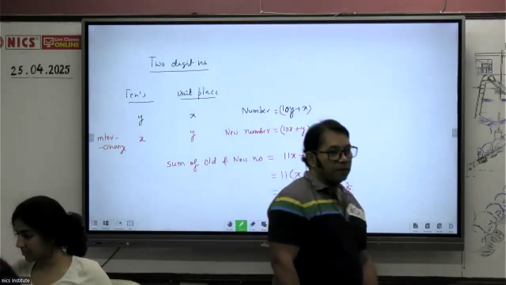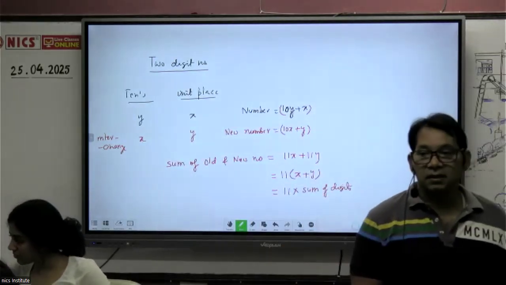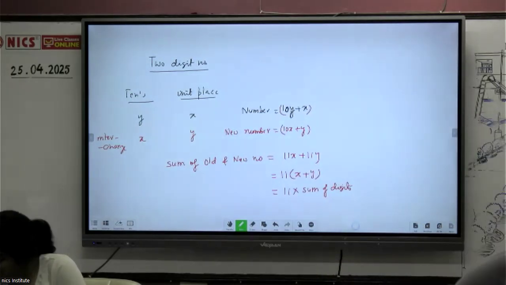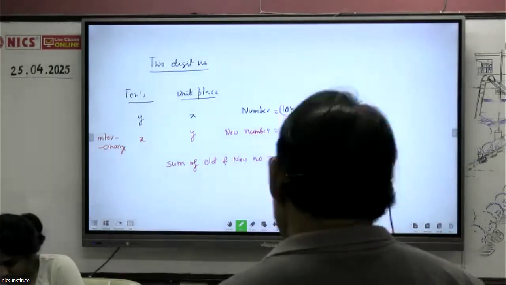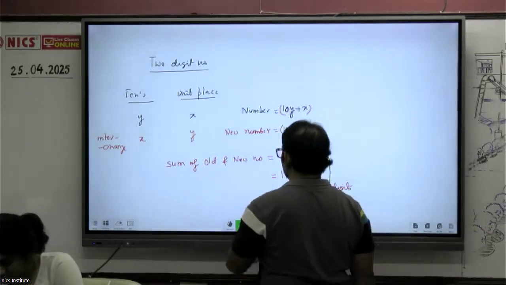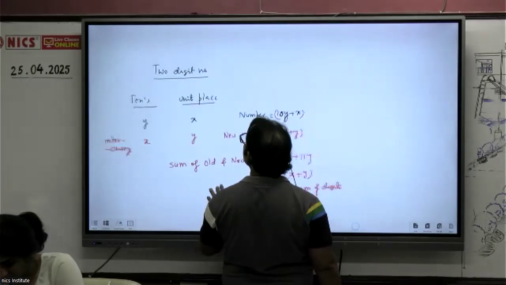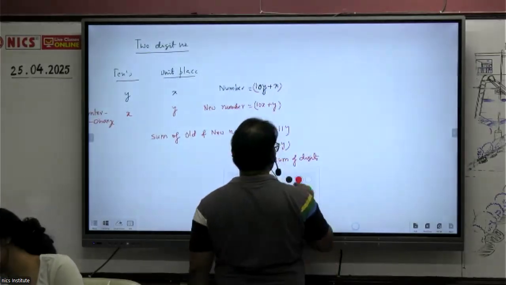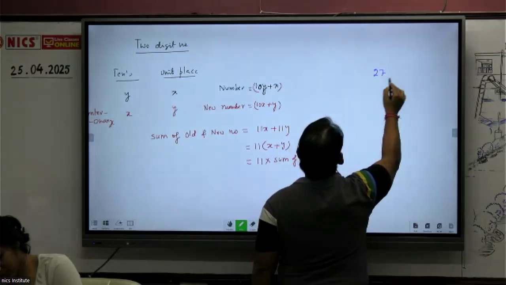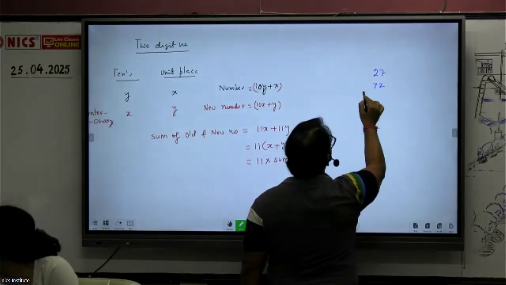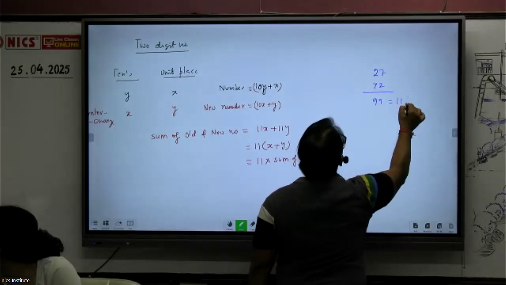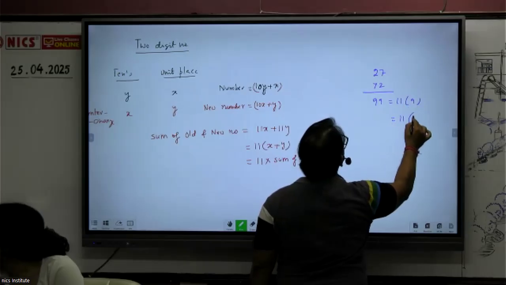If you have a two-digit number, you interchange the two digits, find the new number, add the new number with the old number. The sum will always be 11 times the sum of digits. x plus y is the sum of digits. We take an example. Think of any number. Say 27. If I interchange digits, it will be 72. If you add them, it will be 99. And that is 11 into 9, which is 11 into 7 plus 2.